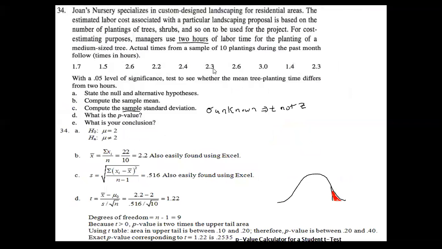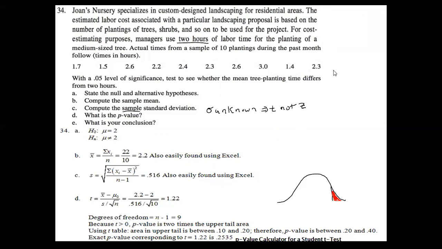All right, Jones Nursery specializes in custom designed landscaping for residential areas. The estimated labor cost associated with a particular landscaping proposal is based on the number of plantings of trees, shrubs, and so on to be used for the project. For cost estimating purposes, managers use 2 hours, so that's a key here, of labor time for the planting of a medium-sized tree. Actual times from a sample of 10 plantings during the past month follow in times and hours.